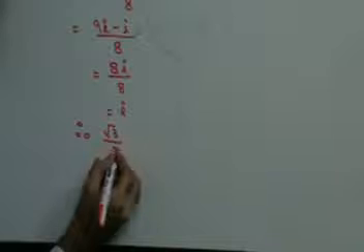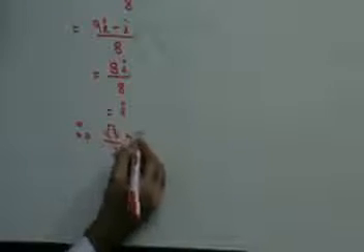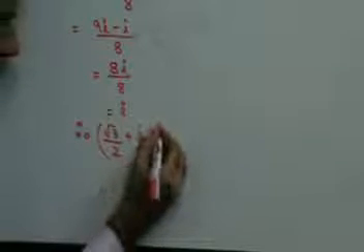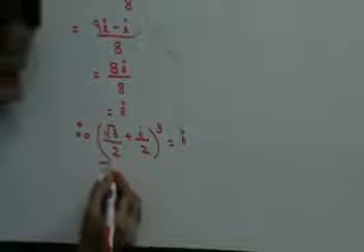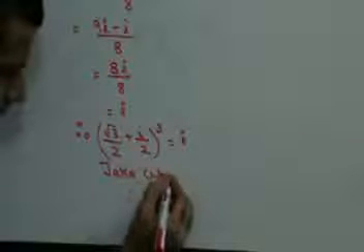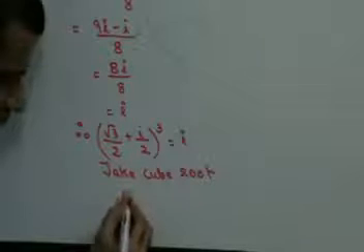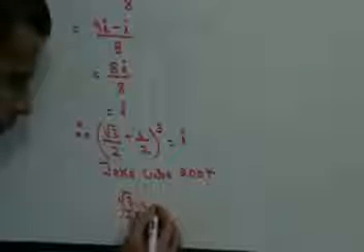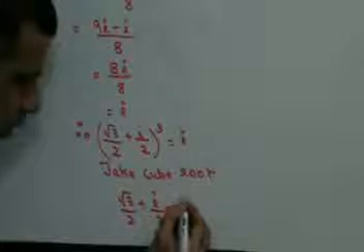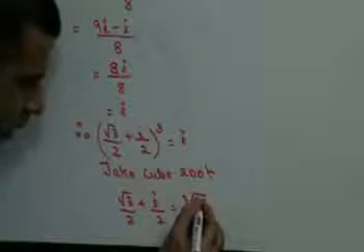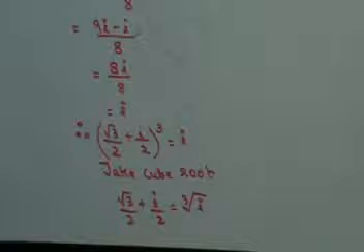So we have just proved that (root 3 upon 2 plus i upon 2) the whole cube is i. This is what I just proved. Take cube root. If I take cube root on both the sides, I will get root 3 upon 2 plus i upon 2 is nothing but cube root of i. That's exactly what I have to do. Let's move on to the next sum, guys.